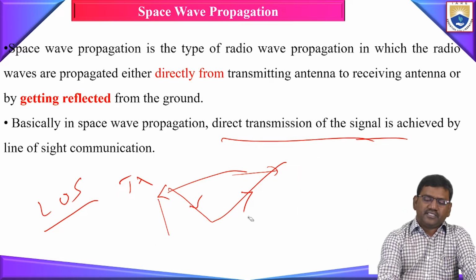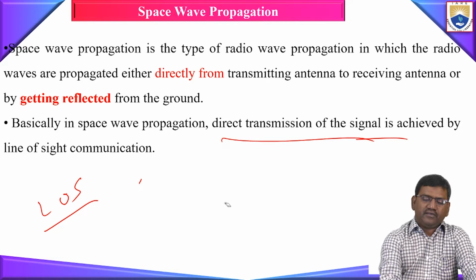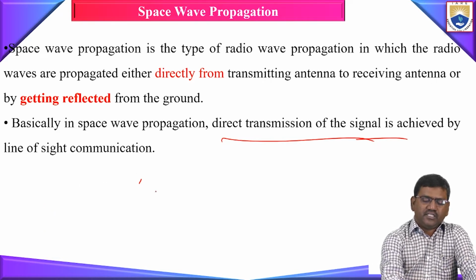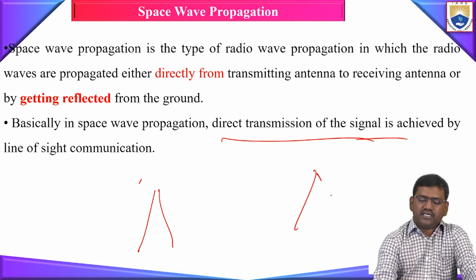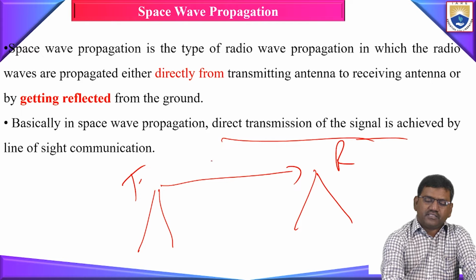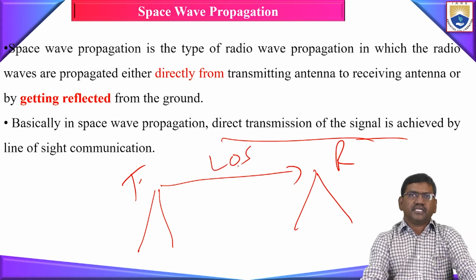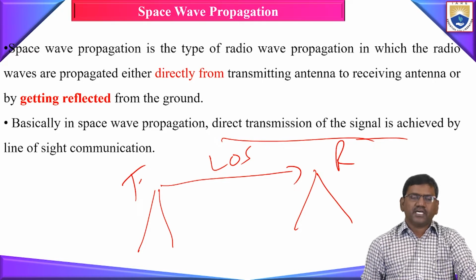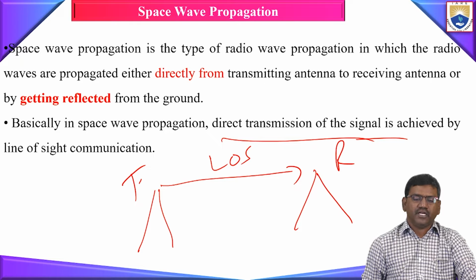So in the LOS transmission, we don't have any reflected signals as there are no obstacles. If this is the transmitting antenna and this is the receiving antenna, there is one direct path. This transmission we call LOS transmission, or line of sight path. This is possible only in space wave propagation.